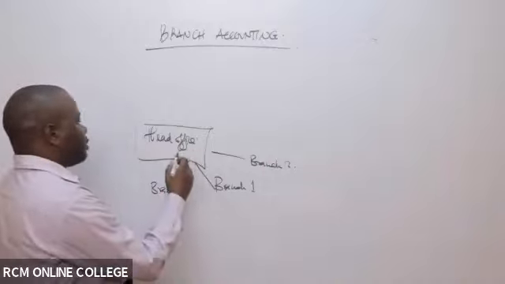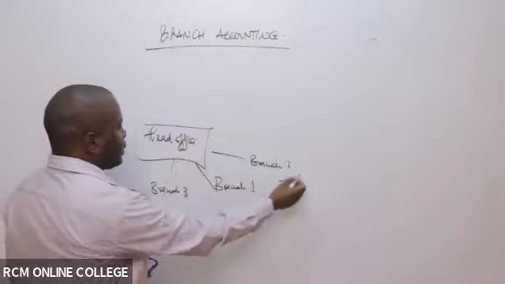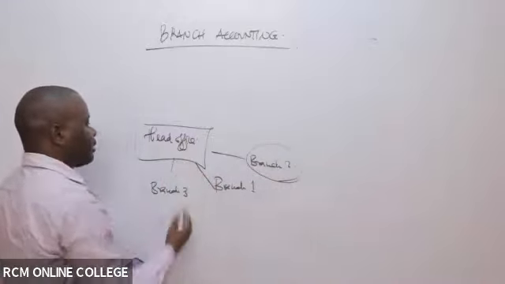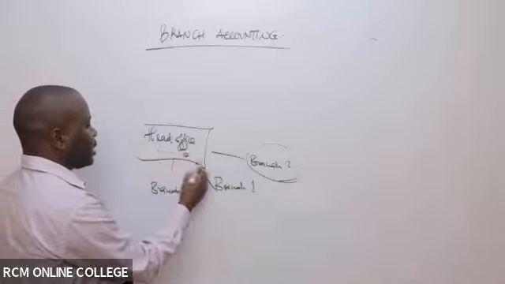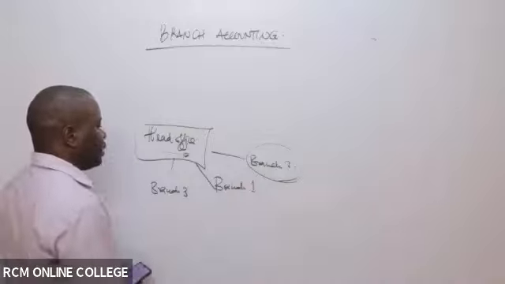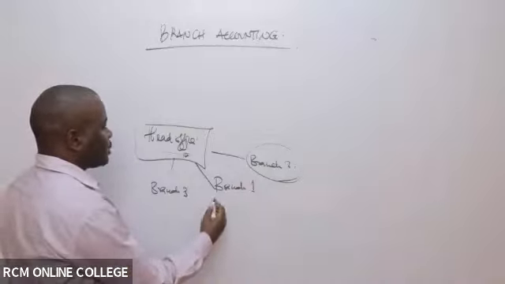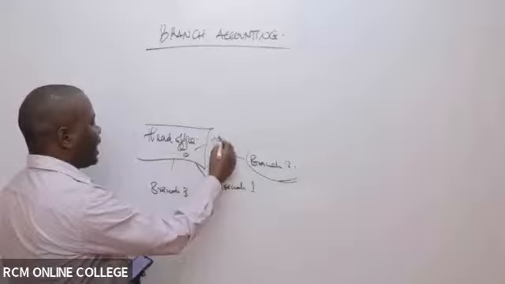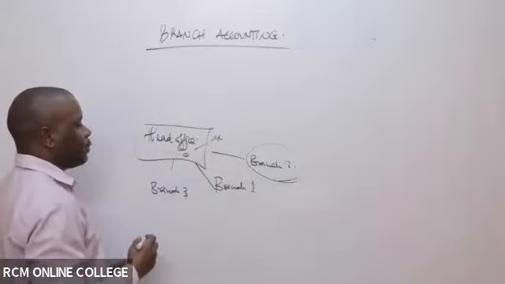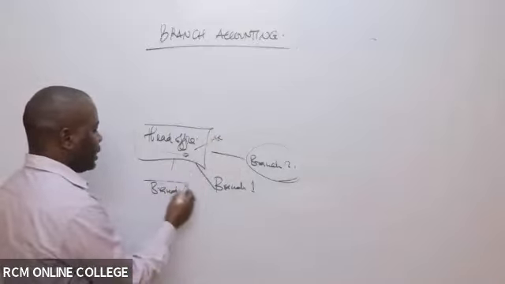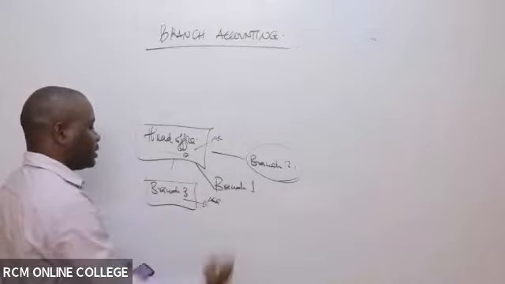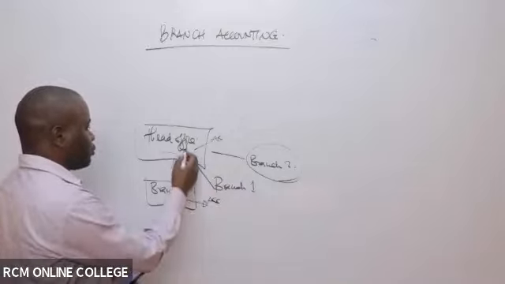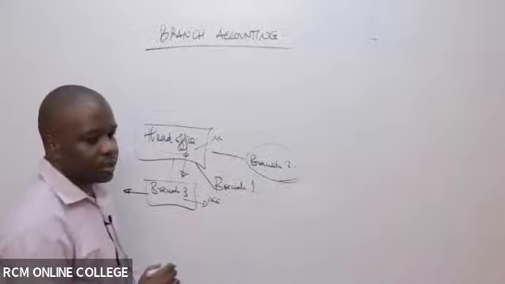So we can have a situation whereby, for example, these branches depend upon their supply of goods from the head office. It means some goods are transferred to the branches. Then there can be a situation whereby the accounting activities are done at the head office. Or sometimes we can have a branch that is independently able to undertake its accounting functions. It is able to source goods from the head office, but it can also source goods by itself.